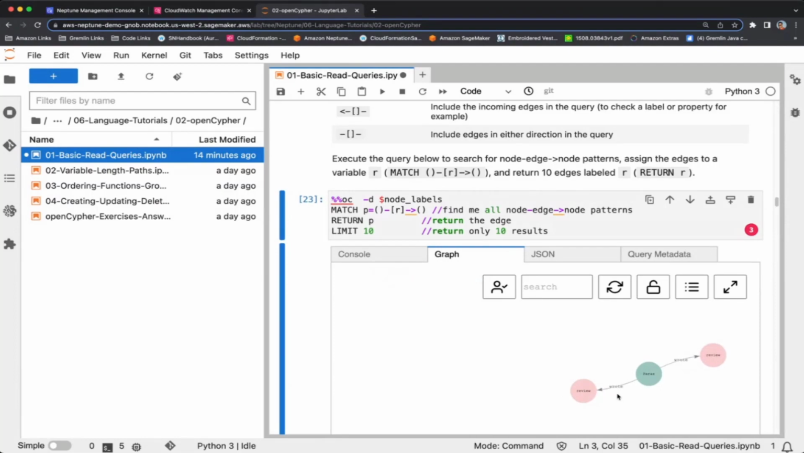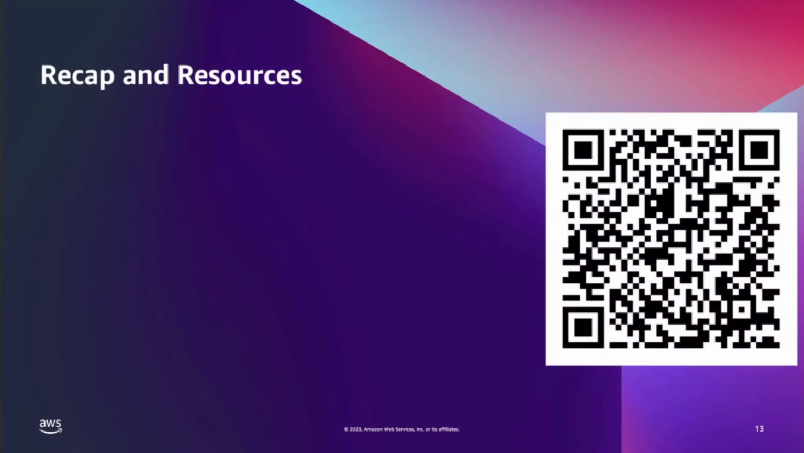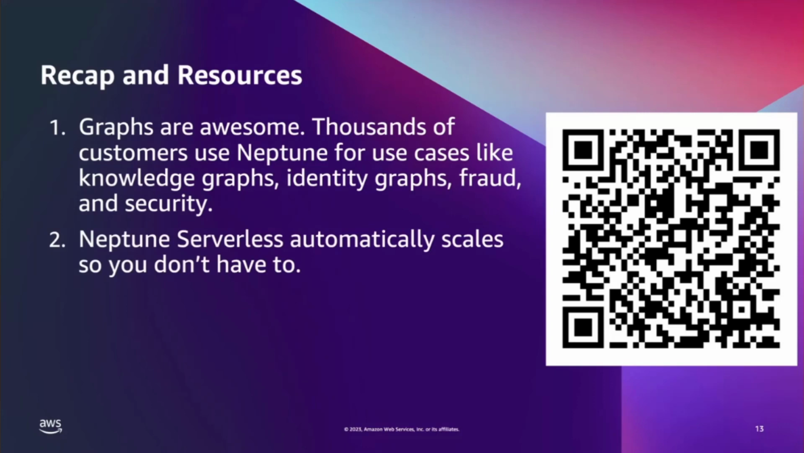So with that said, I wanted to jump back in and do a quick recap of what we have and where we are. First off, graphs are powerful things. Thousands of customers today use Amazon Neptune for common use cases like knowledge graphs, identity graphs, fraud graphs, security graphs, things like that. Neptune Serverless is a new and powerful tool that scales automatically, so you don't have to. You no longer have to figure out what size instance you need to run, and you don't need to provision for maximum peak performance. It will scale automatically as your queries and workload demand.